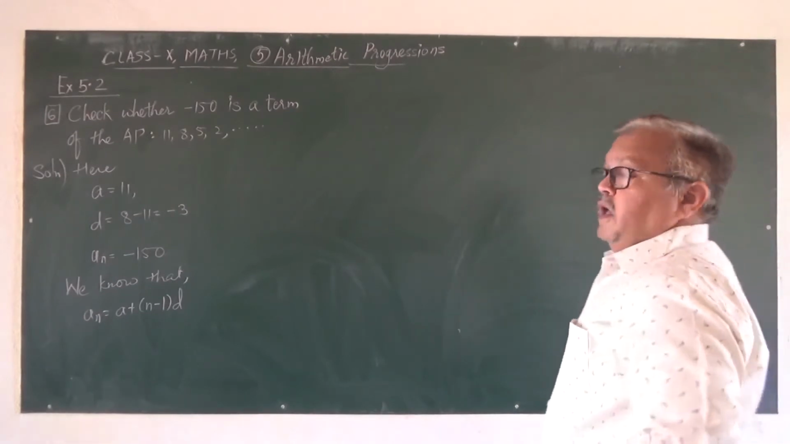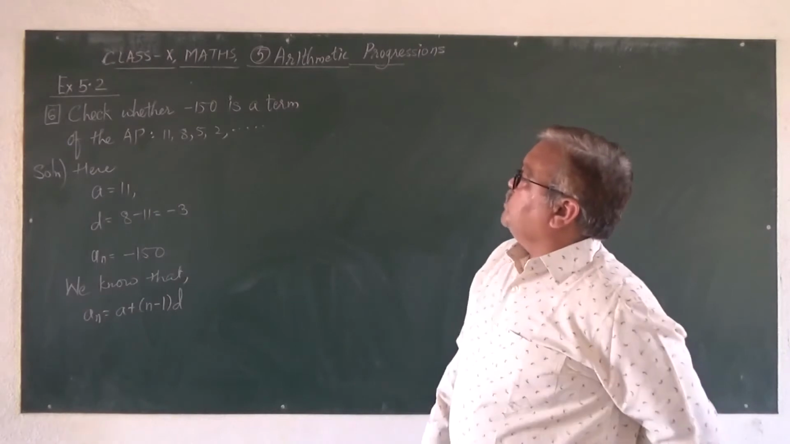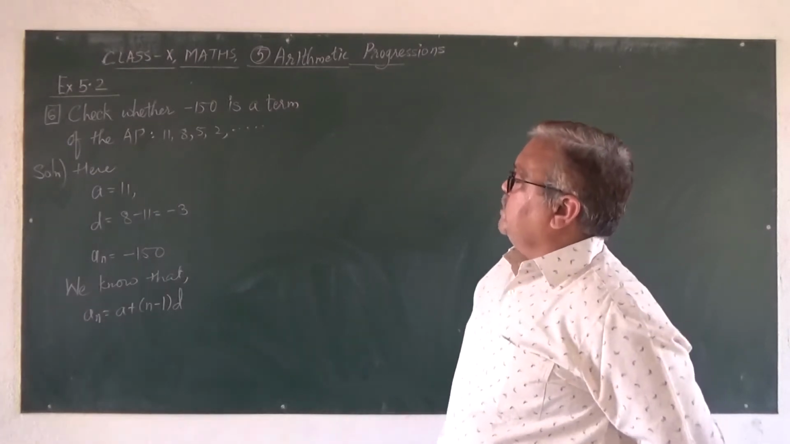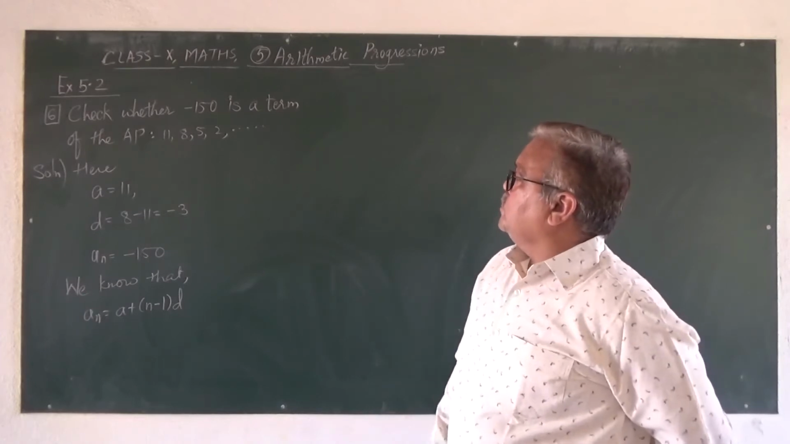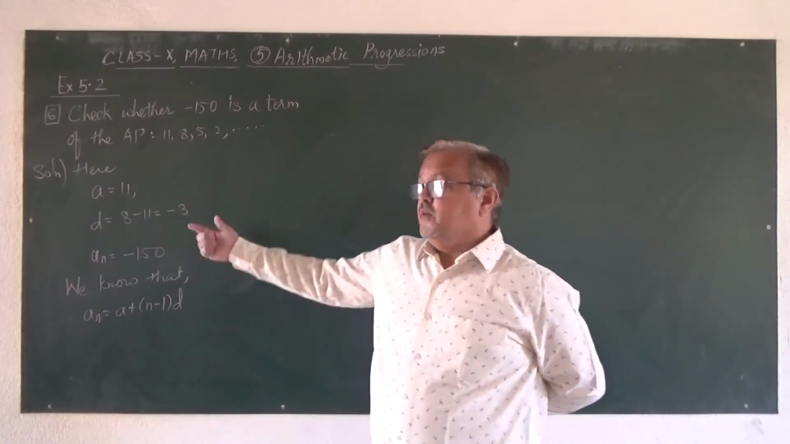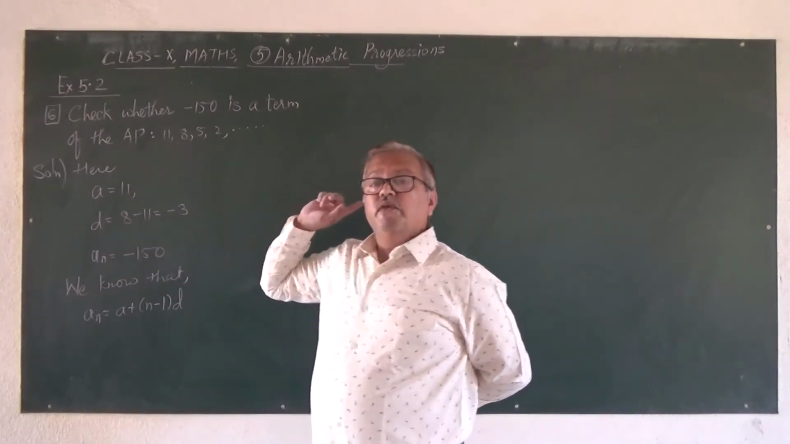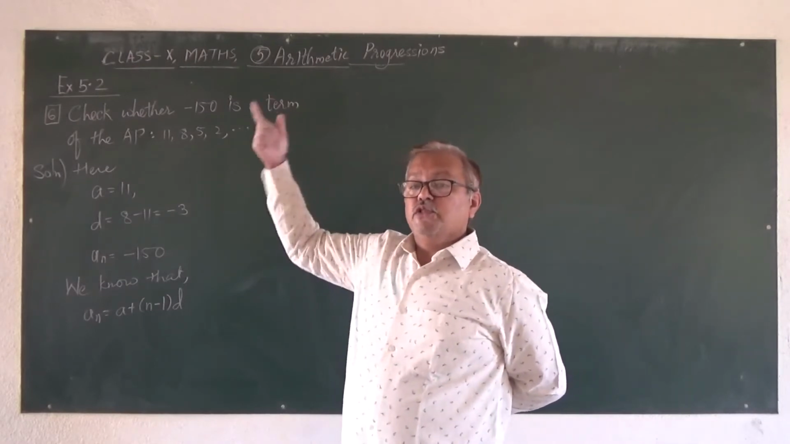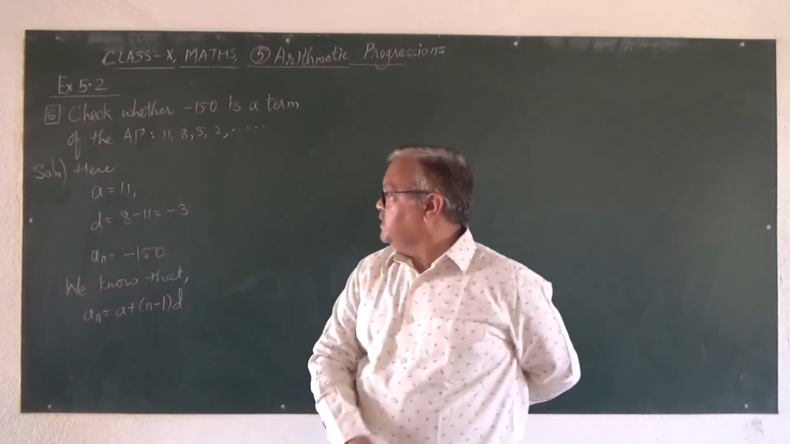Let us see sixth question of 5.2. Check whether minus 150 is a term of the AP. Okay? AP is given 11, 8, 5, 2, ... So first term is 11. It is AP. So d is a2 minus a1 only we will do. We will not do a3 minus a2. No need to check whether it is an AP or not. It is given. So d is 8 minus 11 is minus 3.